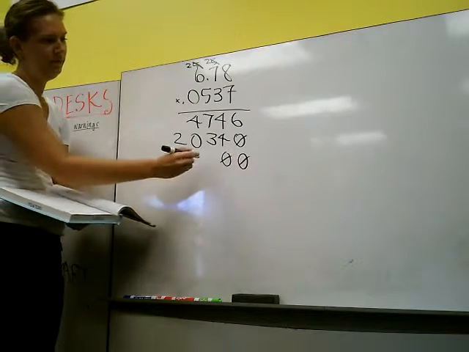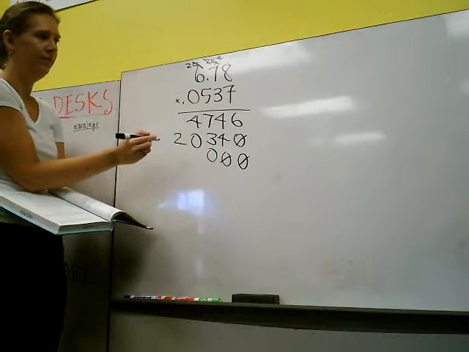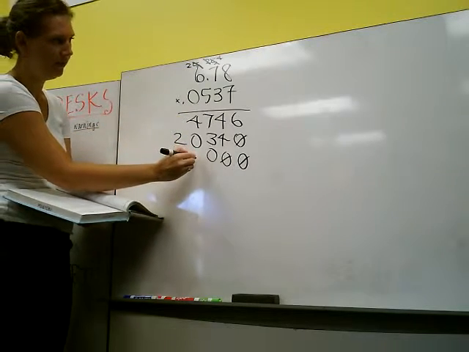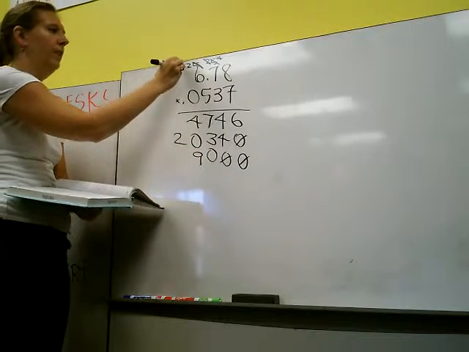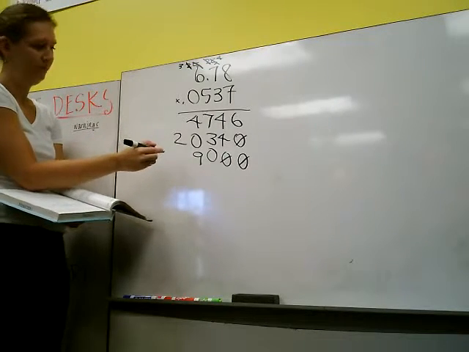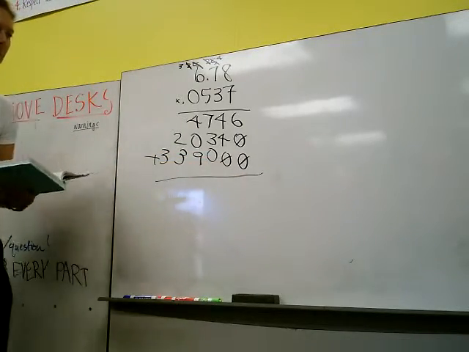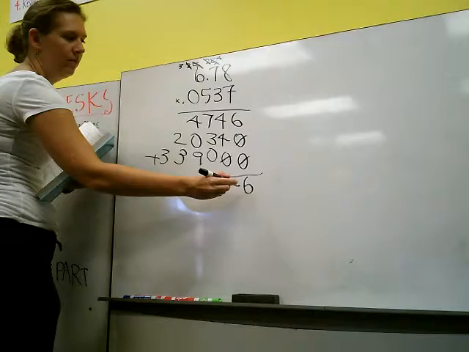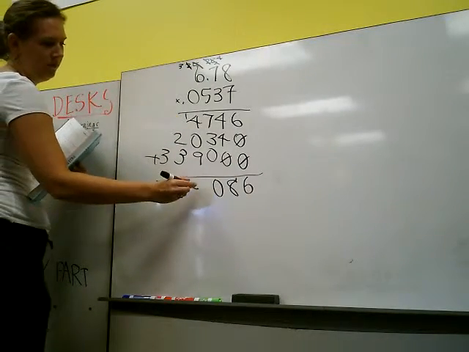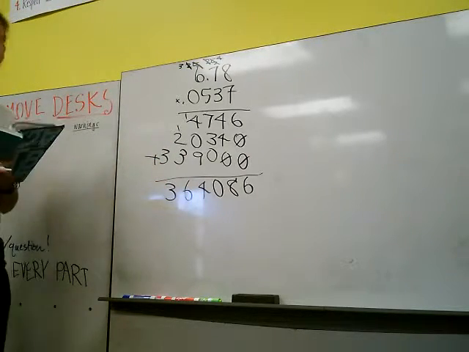5 times 8 is 40. Good. Running out of space. 7 times 5 is 35, plus 4 is 39. 6 times 5 is 30, plus 3 is 33. And then we add them all up. Keep going. 6, 8, 10, 14, 6, 3. Good.